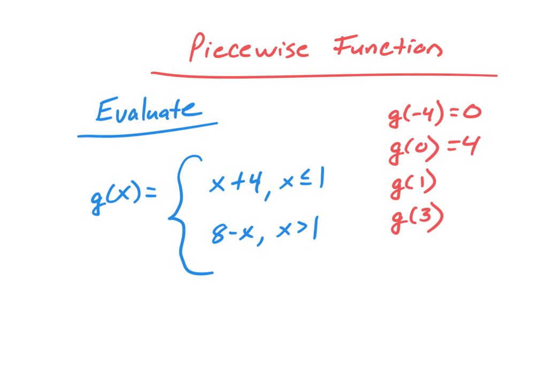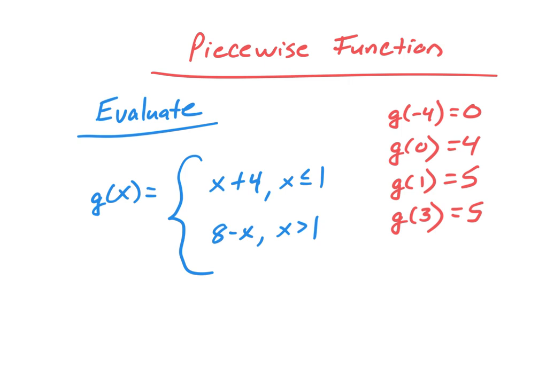And then we go 1. Okay? 1 is less than or equal to 1. We got the equal to sign here. Okay? So this is, once again, the function that I'm going to use. 1 plus 4 would be 5, and that would be my answer there. And then finally, 3. Okay? 3 is not less than or equal to 1, right? 3 is bigger than 1. So this is the function we're going to use now, because we're bigger than 1. So I'm going to take 3, plug it in for x. 8 minus 3 would become 5. And those would be our answers, okay?